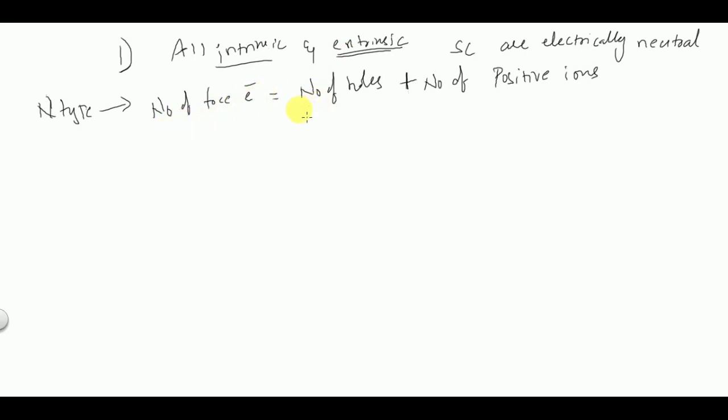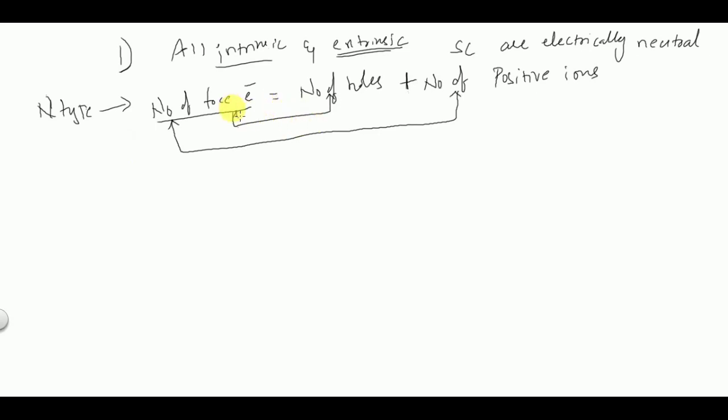In an N-type semiconductor, free electrons are formed by two processes. One is band-to-band transition, in which the number of free electrons formed is equal to the number of holes. The other process is impurity ionization, where free electrons are formed due to the donation of electrons by the impurity atoms. The number of free electrons formed due to impurity ionization is equal to the number of positive ions formed by the impurity atoms.